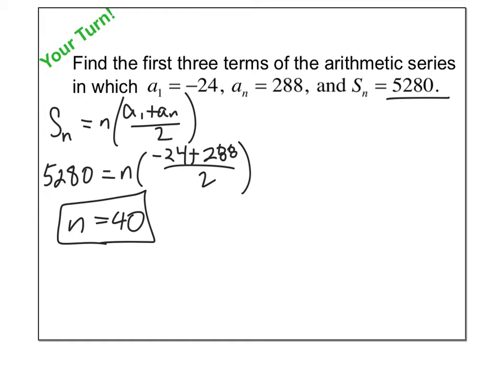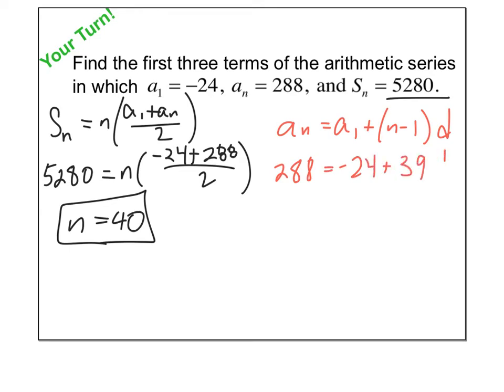And now moving over here to figure out what the common difference is. The common difference is critical because we need to use it to find out the other two terms in the arithmetic series. So a sub n given to me, a sub 1 also given to me. N I just found to be 40, so 39 times d, so 288 plus 24, 312 equals 39d. The common difference is going to be 8.